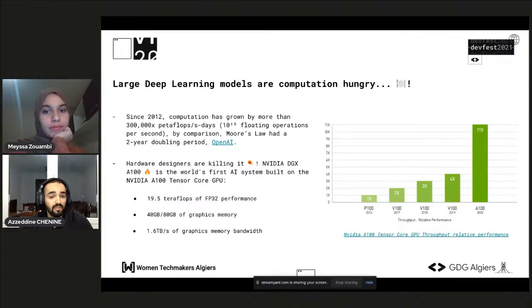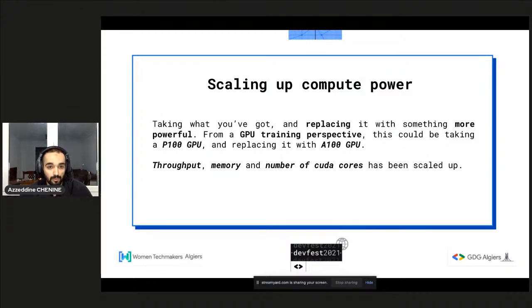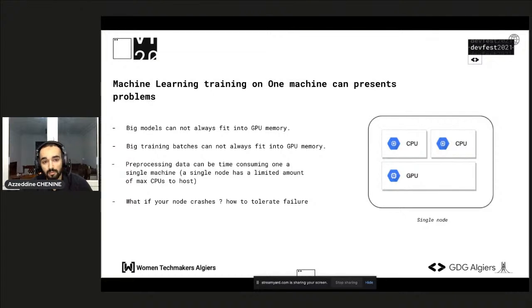So what you can say is that if I am facing a challenging model in terms of size, I will just take my infrastructure and try to have a better GPU. What you are trying to do now is scale up your compute. Let's say, for example, you take a P100 GPU and replace it with an A100. Now you scale your throughput, memory, and number of CUDA cores. So basically, scaling up your compute power means you take what you have and replace it with something more powerful. But this also comes with problems.